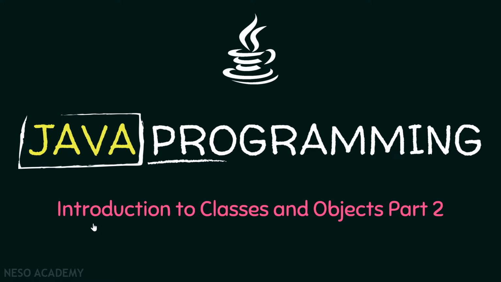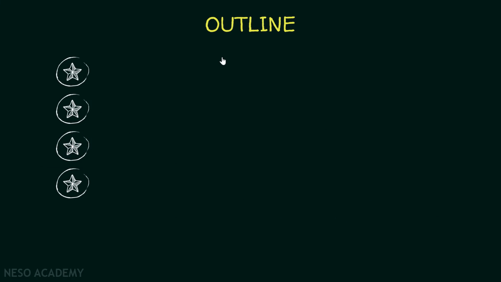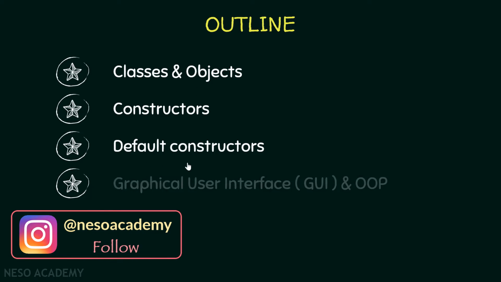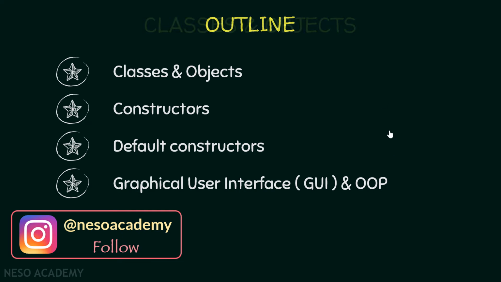In this lecture we will continue our introduction to classes and objects, and this is the outline. We will talk about the relation between classes and objects, and then we will talk about constructors, and we will see what is a default constructor. And finally, we will see what's the relation between a graphical user interface or GUI and object-oriented programming. Okay? So let's get started.